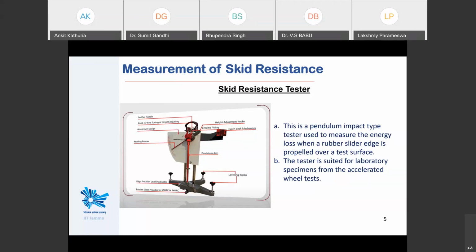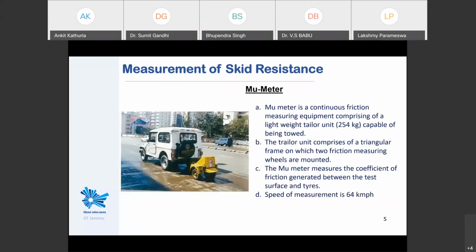Usually this tester is suitable for laboratory specimens. For field estimation of skid resistance, it's better to go with the mu meter test, which I'll explain in the next slide. The previous equipment, the skid resistance tester, is majorly used in the laboratory, but in the field the mu meter is usually used.